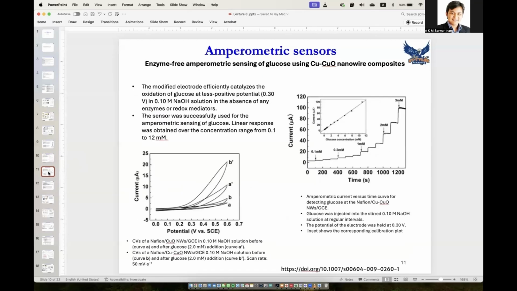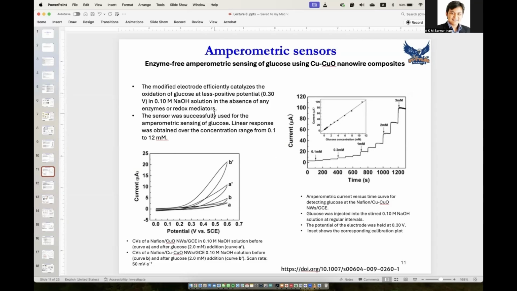Okay, we can discuss another amperometric sensor, that is the enzyme-free amperometric sensing of glucose using copper oxide nanowire composite. So they are using two different things, one is copper and another is copper oxide. There is a mixture of copper oxide nanowire, and they are detecting glucose, and they are saying they don't need to use enzyme. Okay, so how they are doing it, we can see here.